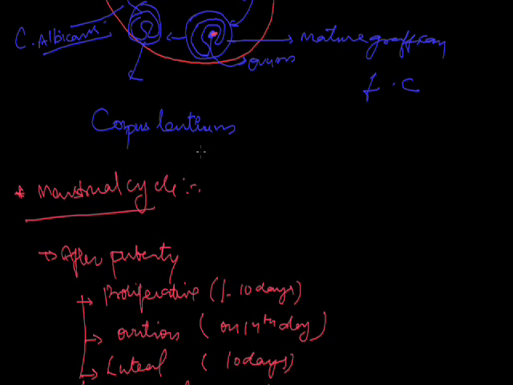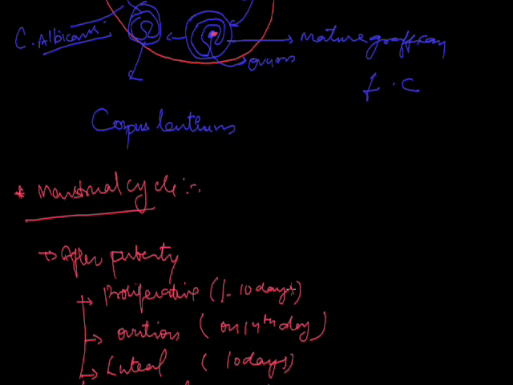Now what will happen if at that time this ovum gets the sperm? Then it will become fertilized, and the progesterone hormone will keep on being released by the corpus luteum, it will fix there, and it will keep on releasing the progesterone hormone. This is known as the luteal phase.